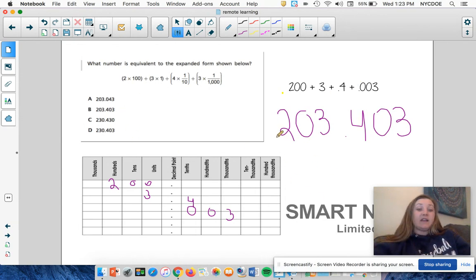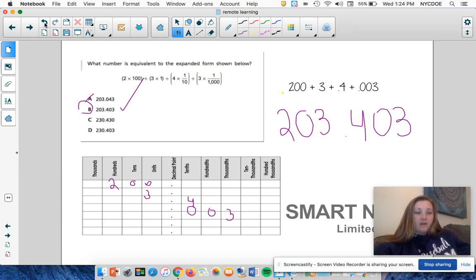What answer choice is it? It does not match A. Here we go. We have B. 203 and 403 thousandths. Check. Now say to yourself, when I check this work with Miss Camastro's work, what answer did I pick? If I picked a different number, you have to evaluate why. Did you write your numbers out? Did you put them in a place value chart? Did you use your strategies correctly to get the right answer?